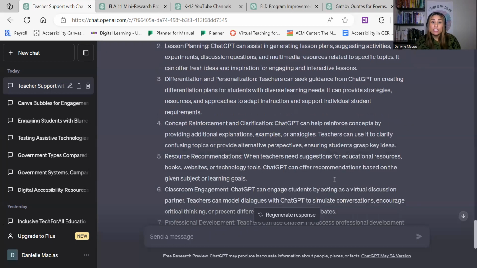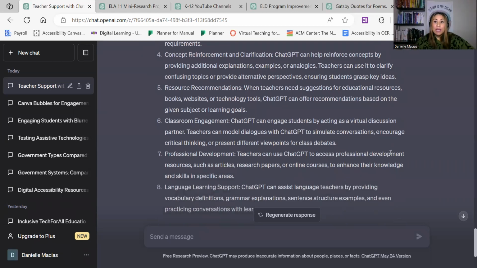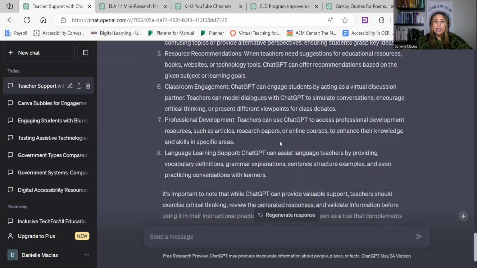Concept reinforcement and clarification, so it can reinforce concepts by providing additional explanations. If you are maybe looking to expand your knowledge on a certain concept that you're about to teach, it can give you some information for that. Resource recommendations, I've used this as well by asking ChatGPT to recommend certain texts, videos, podcasts, YouTube channels, to learn more about a specific topic. Classroom engagement. I've also asked ChatGPT to look at a lesson plan and include engaging activities, collaborative discussions, etc. Professional development. You can use ChatGPT to access professional development resources, articles, research papers, or online courses.